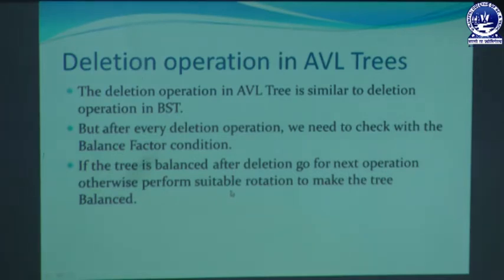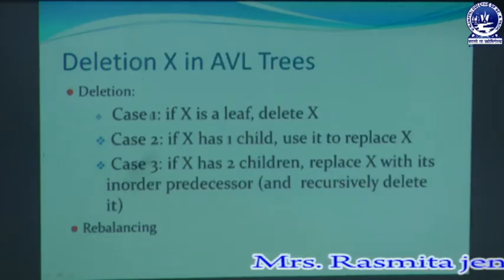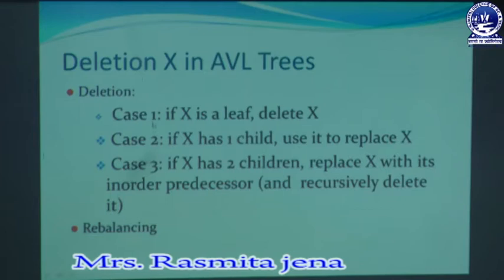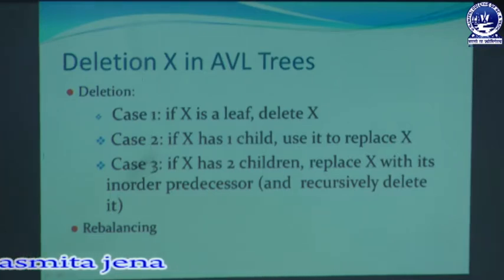And in deletion operation we have three different cases, case 1, case 2 and case 3. In case 1, if X is a leaf node, that means suppose I want to delete a node in the AVL tree and that node is a leaf node of that tree, in that case, simply delete that node. We will briefly discuss the different cases of the deletion.